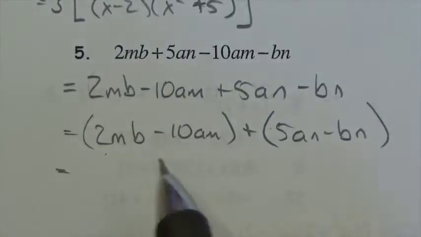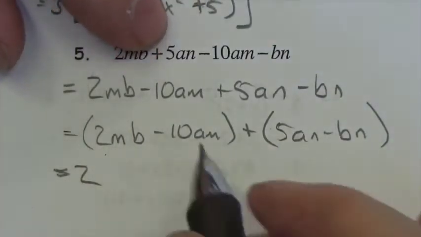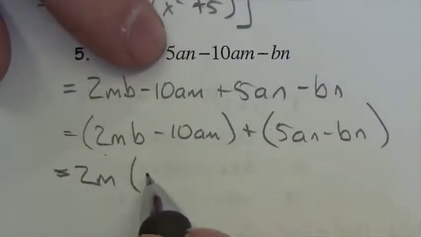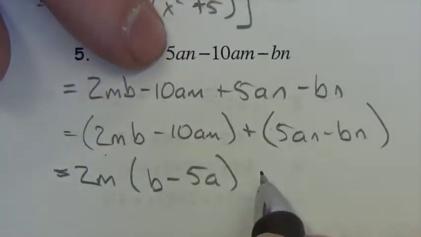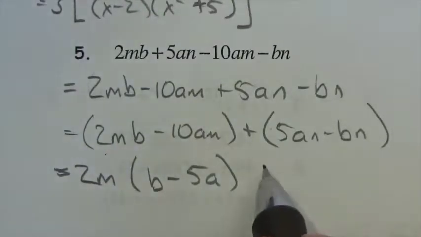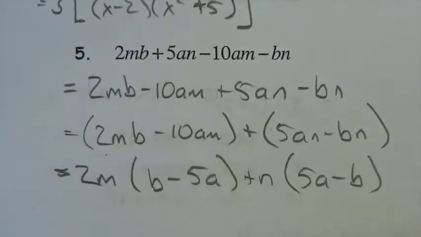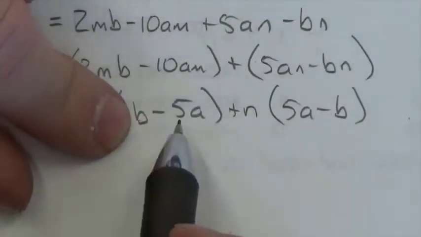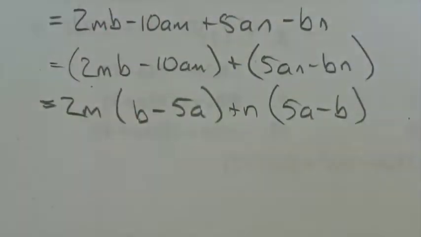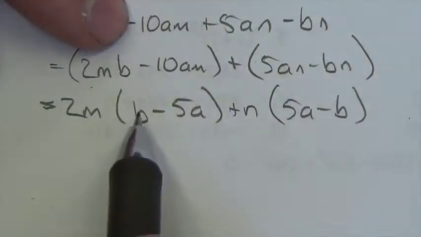So for example, in this first set of parentheses, there's a common factor of 2 and an m, which is going to leave me with b minus 5a. In that second set of parentheses, the only thing that's common between the two of them is that letter n. That's okay. But that leaves me with 5a minus b. Oh, now that's tantalizing. Look at that. b, 5a, 5a, b. Oh, that's so good. But this is negative 5a, positive 5a, positive b, negative b.